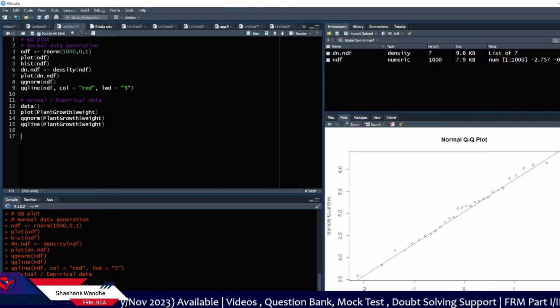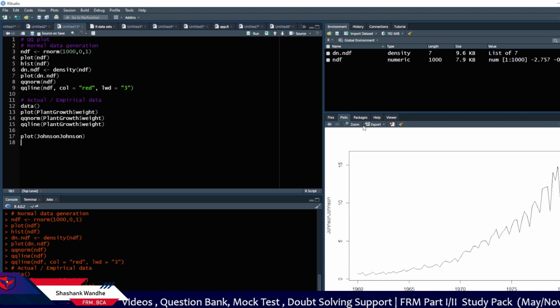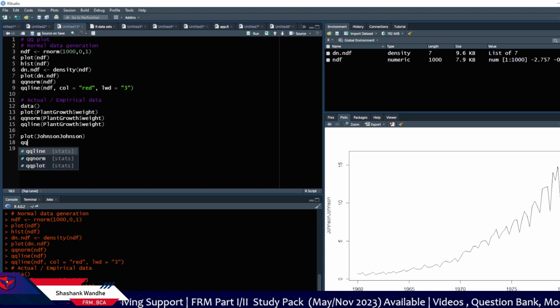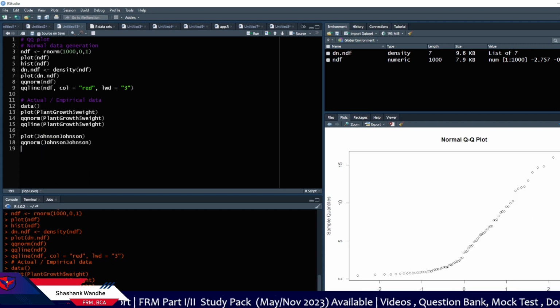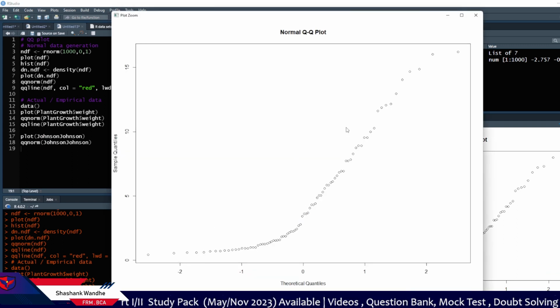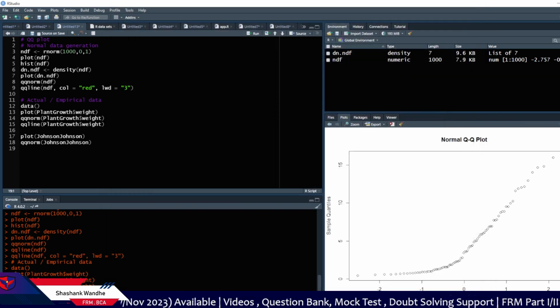You can also check the Johnson and Johnson. Now let's plot Johnson and Johnson. This is time series data, but let's do it. So why bother about the time series and all? We will just extract this particular part. So qqnorm, Johnson and Johnson, and see, not at all normally distributed data. This is apparent, because there is trend, there is seasonality, and this data is time series data. Now this is about your normal distributions.